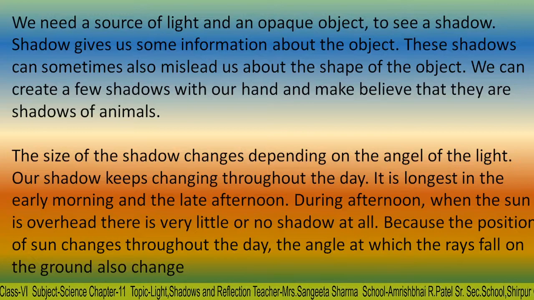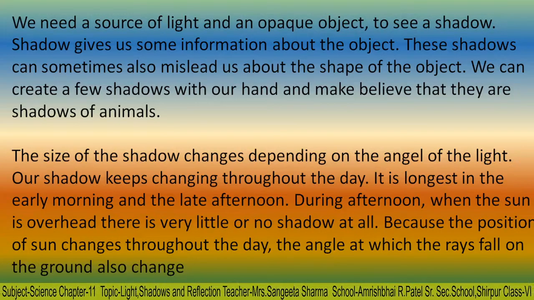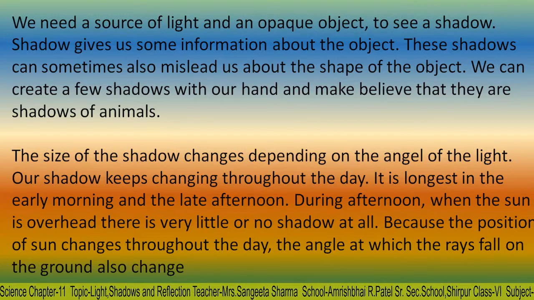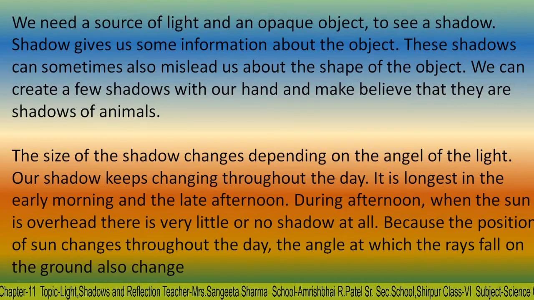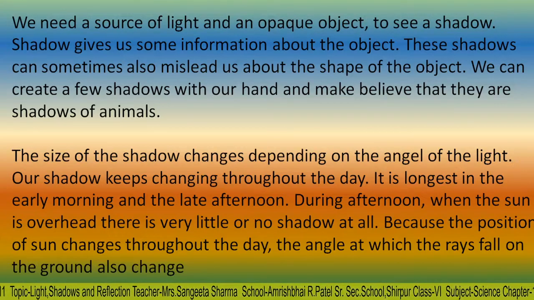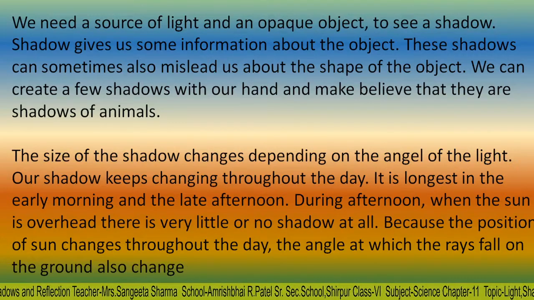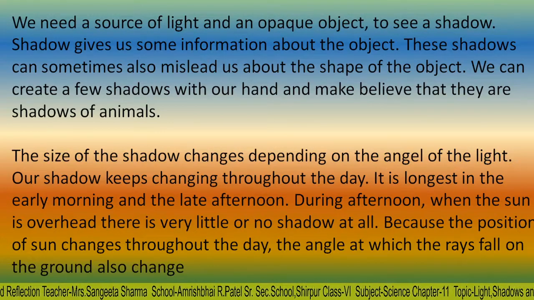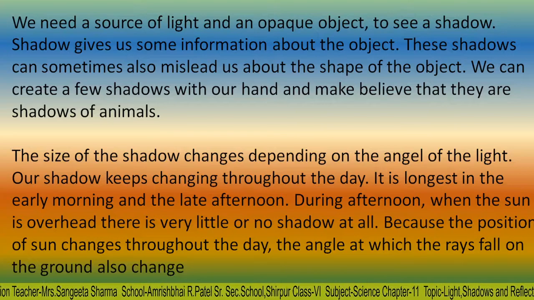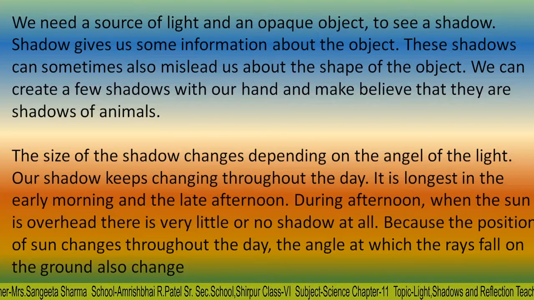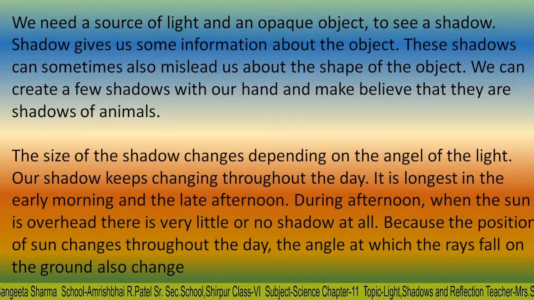It is longest in the early morning and the late afternoon. During afternoon, when the sun is overhead, there is very little or no shadow at all, because the position of the sun changes throughout the day. The angle at which the rays fall on the ground also changes.